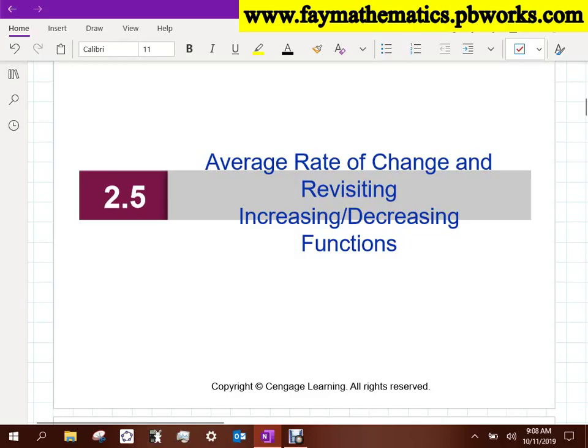Section 5.2.5 talks about something that we already know, but we know it by another name, okay? Average rate of change. Anybody know what average rate of change is? It is slope. Good. So we already know this. And if we have time, we'll revisit a little bit of the increasing, decreasing functions again.